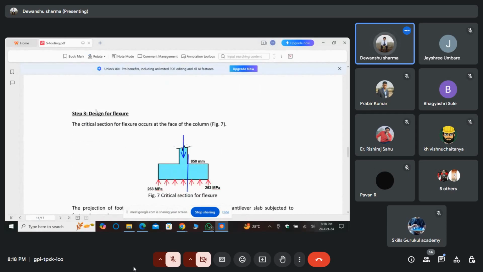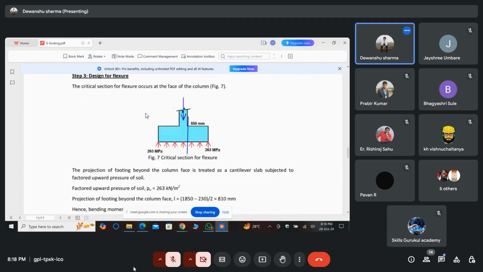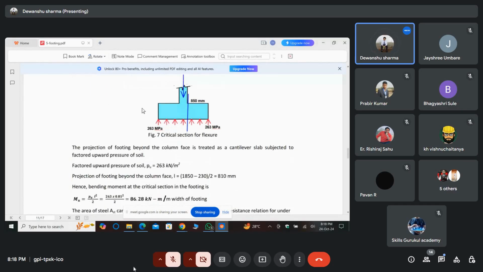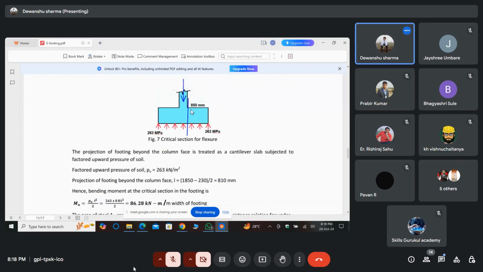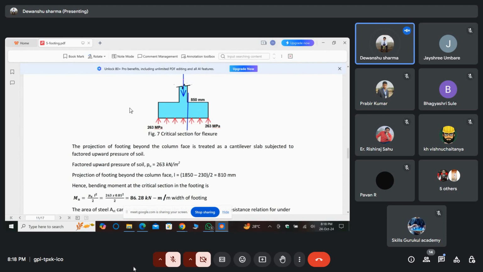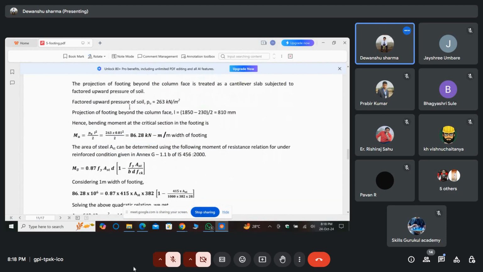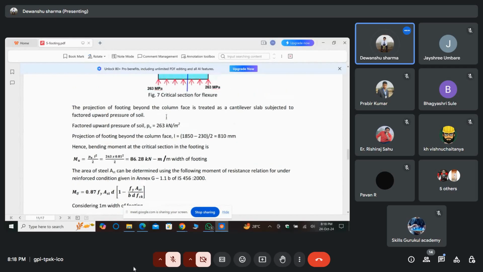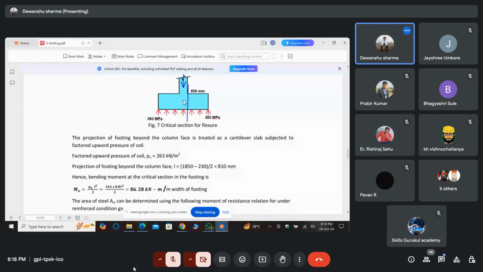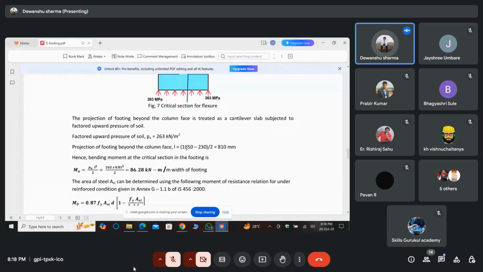Next step is design for flexure. The projection of footing beyond the column face is treated as a cantilever slab subjected to factored upward pressure of soil. That is, this area and this area is treated as cantilever. So factored upward pressure of soil is 263 kN per meter square. Projection of footing beyond the column face, that is this, which is 1.85 minus 810 mm.